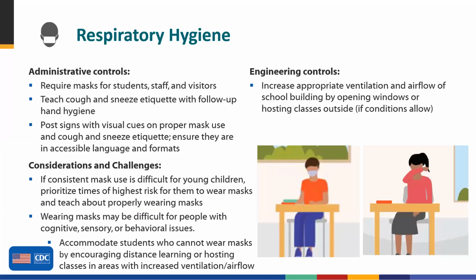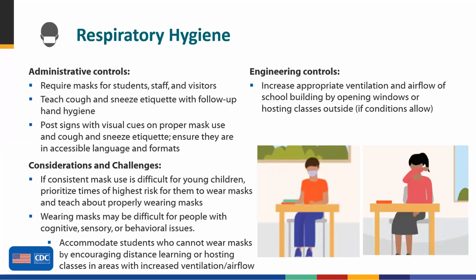An engineering control would be to increase ventilation and airflow by opening windows or holding classes outside. Additionally, fans can be used to bring in air from the outside. However, fans should not blow air from one person onto another. An important consideration here is that wearing masks may be difficult or unfeasible for some people. If wearing masks is difficult for young children, schools can prioritize times of higher risk for when children should wear masks, like while in more public areas such as hallways, entrances, or queues.